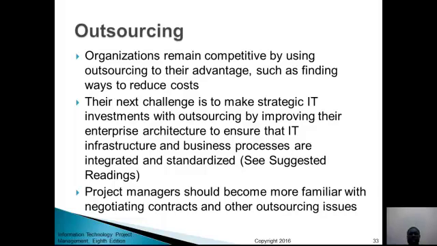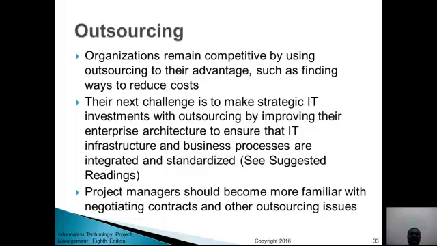Organizations remain competitive by using outsourcing to their advantage, such as finding ways to reduce costs. Outsourcing can really reduce costs, okay? Because if you outsource from another company one time, or if it's a service the company provides, you pay the cost. You don't need to employ and train people, and all those costs are taken away, okay?